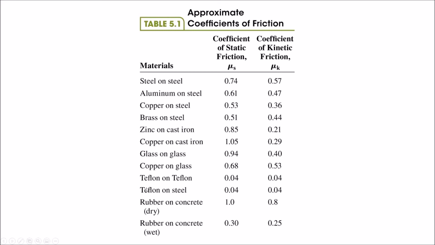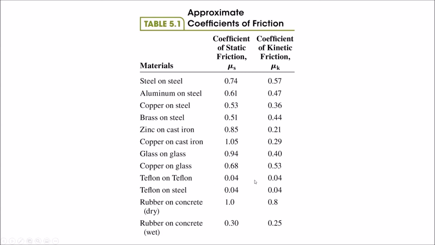Look at this, Teflon on Teflon and Teflon on steel. Teflon is a material that they use to make non-stick kitchen utensils. If you want to fry something up in a skillet, for example, if you use a Teflon coated skillet, then you can hope that nothing is going to stick to that skillet. Teflon is a material that does not like creating intermolecular bonds with other materials. Teflon really hates making intermolecular bonds with things.